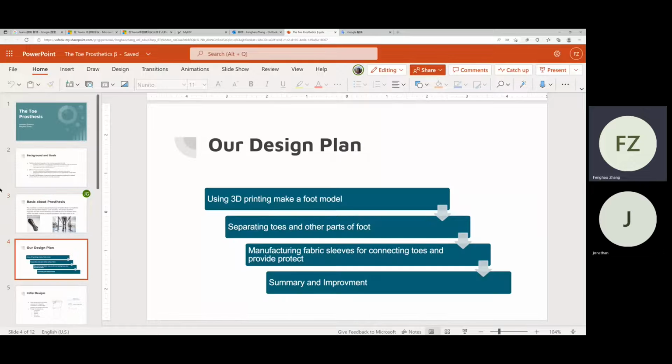Our design plan is divided into four steps. The first step is using 3D printing to make a foot model. Next, we will separate the toes and other parts of the foot. Then we will manufacture the fiber sleeves for connecting the toes and protecting the prosthetic. Finally, we will do some improvement and summarize our project.